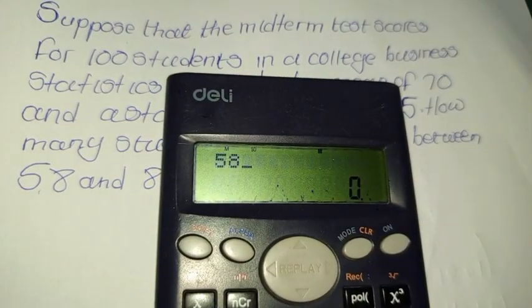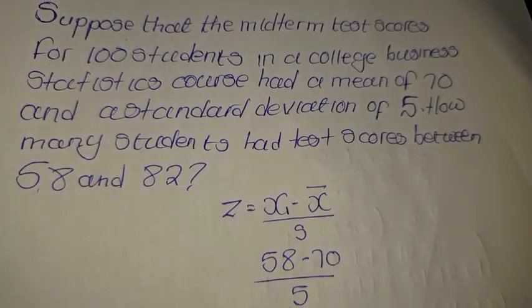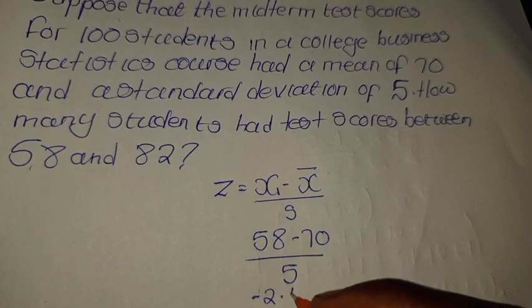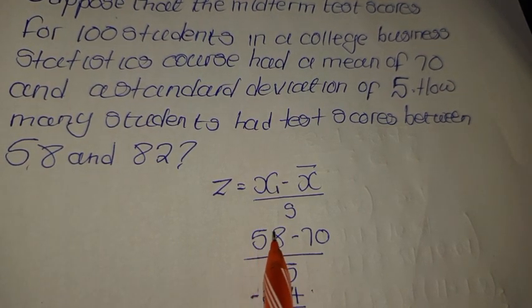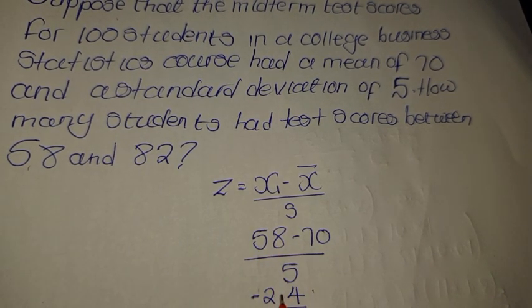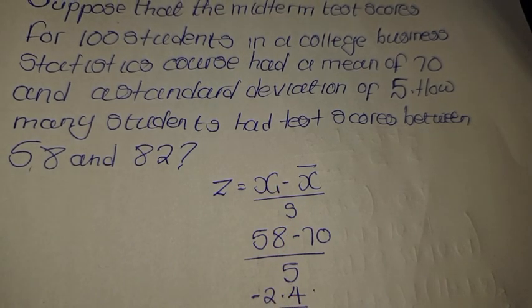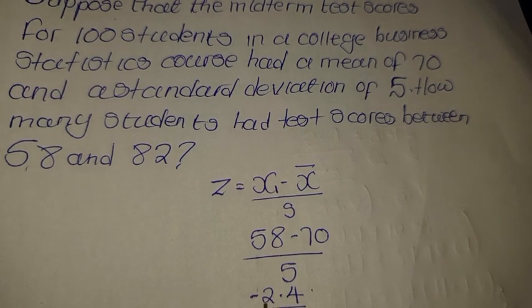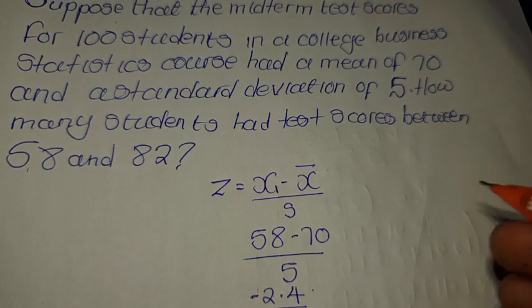When you subtract 58 minus 70 and divide by 5, you get negative 2.4. What this negative 2.4 simply means is that 58 is 2.4 standard deviations below the mean. Since it is negative, it is below the mean. Then we have the other, which is 82.